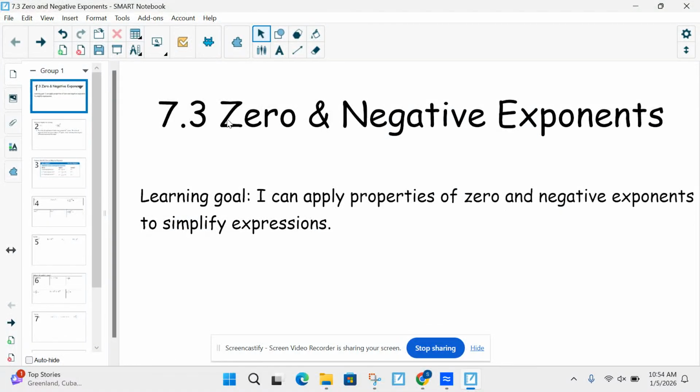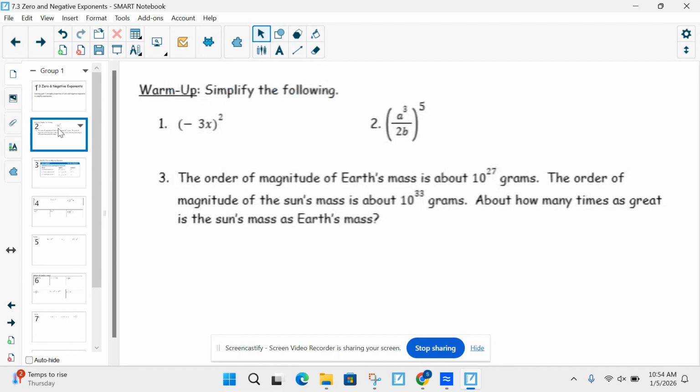So today we're going to learn 7.3, zero and negative exponents. So, using zero and negative exponents to simplify expressions. Tomorrow we're going to do a quiz review and we're going to take a quiz on Wednesday. So I asked you to do these warm-up questions. So let's see how you did.